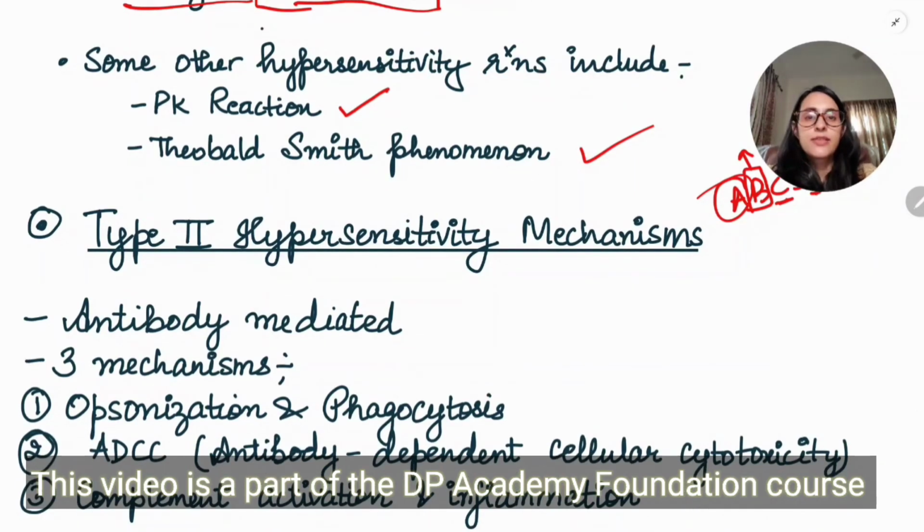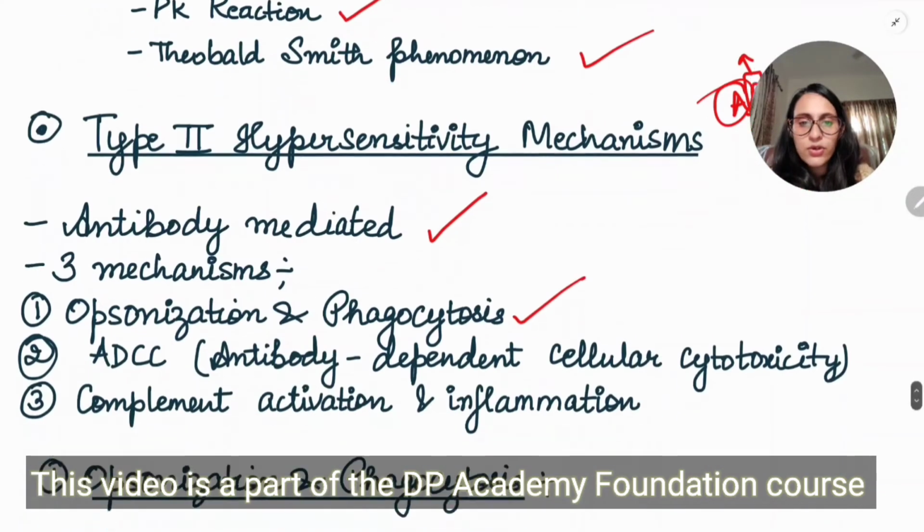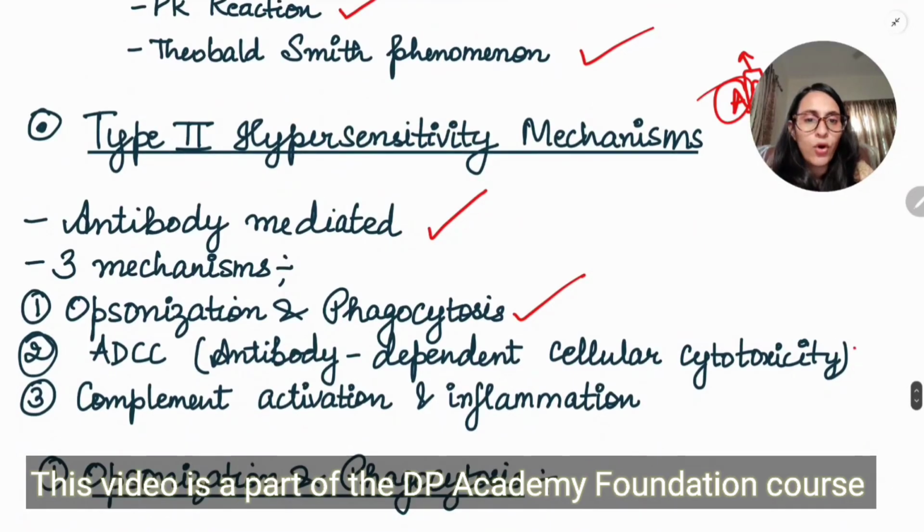Coming to type 2 hypersensitivity. See, I told you type 1, type 2, and type 3, all three are antibody mediated. So type 2 is also antibody mediated, and we have three mechanisms. One is opsonization and phagocytosis. Another one is antibody dependent cellular cytotoxicity.